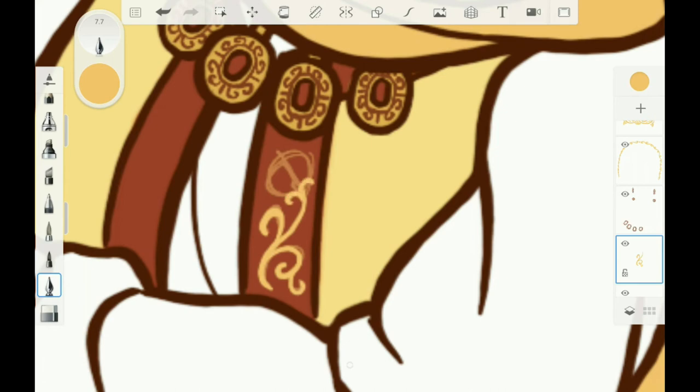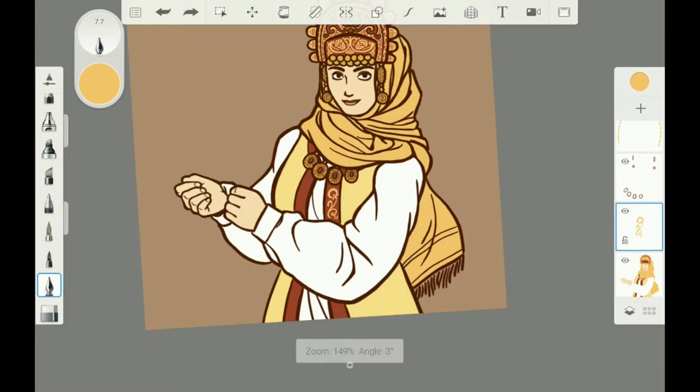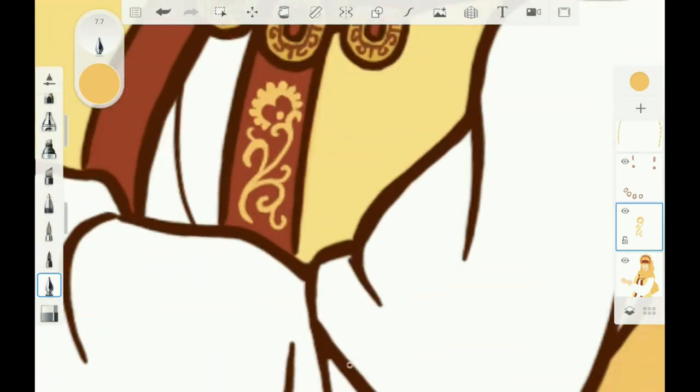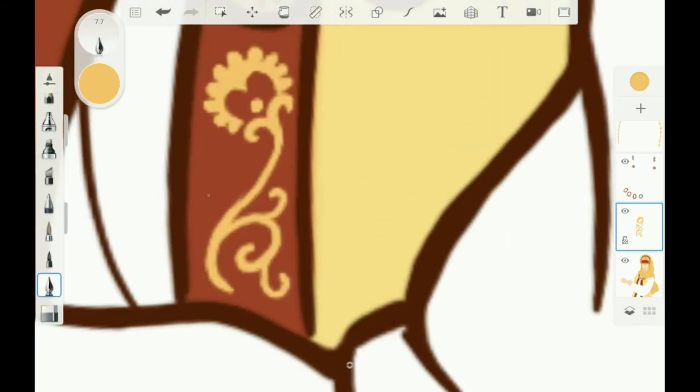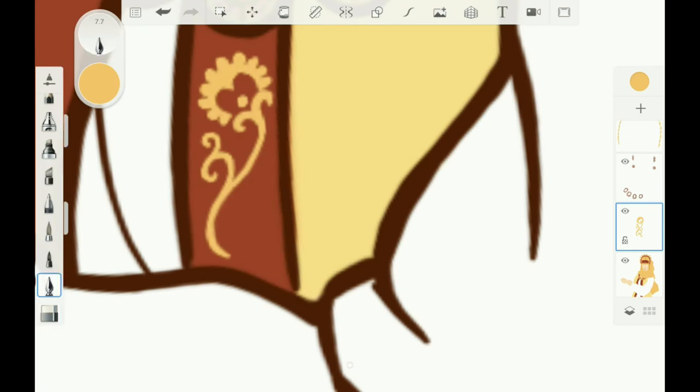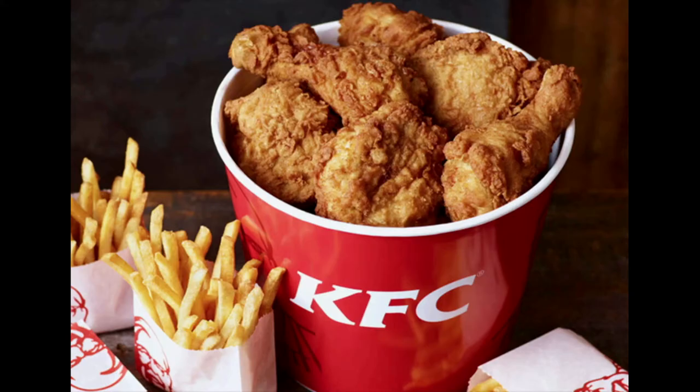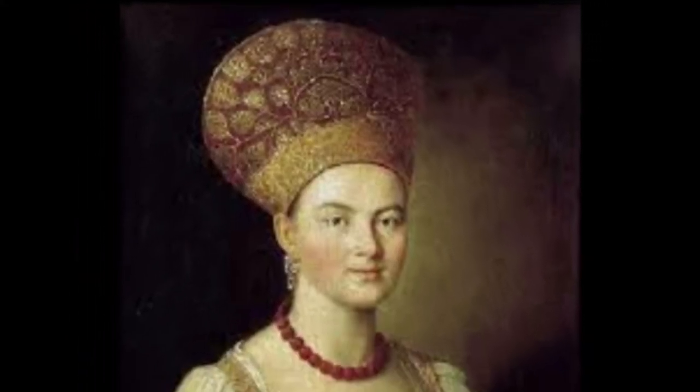First written records of the Kokoshnik date back to the 17th century, but the headwear was probably much older, maybe from the 10th or the 12th century. Its origins are still unknown, and it is suggested that they came from the Byzantines. The word kokosh means chicken, probably denoting the idea of a crest.